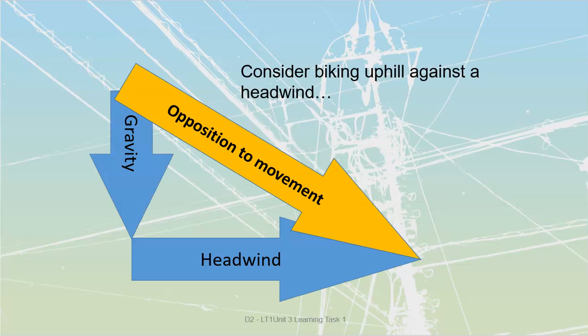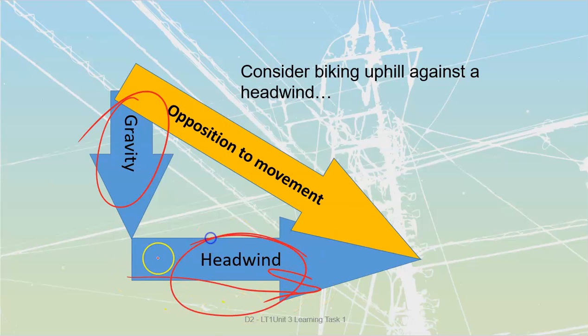We'll use an analogy right now to describe our impedance triangle. This is the one that I prefer to use. Consider biking uphill against a headwind. If you've ever ridden a pedal bike, if you're riding up a hill, you're fighting against the force of gravity, right? It's harder to pedal that bike uphill. Now, if you've got a headwind going against you, then you are going to be fighting that as well.